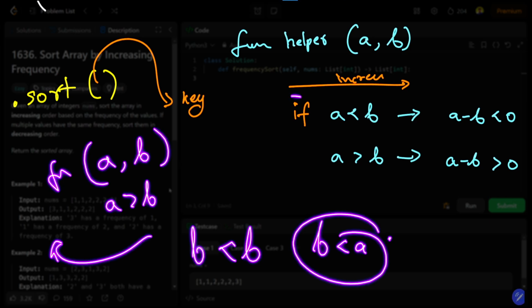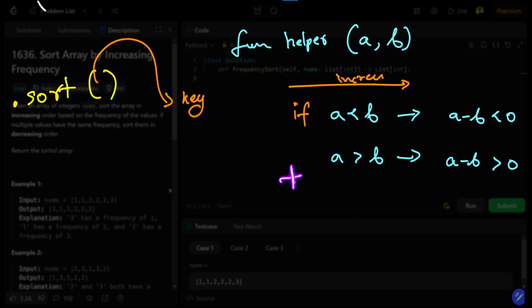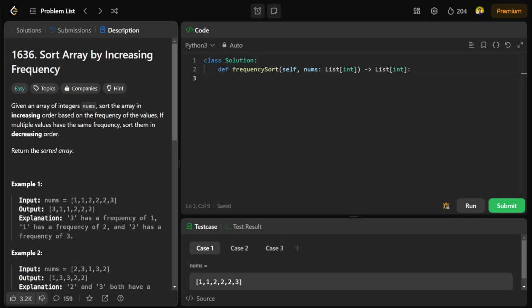If we are sorting in increasing order, whenever we receive a positive value, that means the second element should come first. Whenever A minus B is negative, that means A should come first. So instead of explaining this behind-the-scenes operation, I will be writing the code for it. By seeing the code, you might understand more easily what we will be doing.